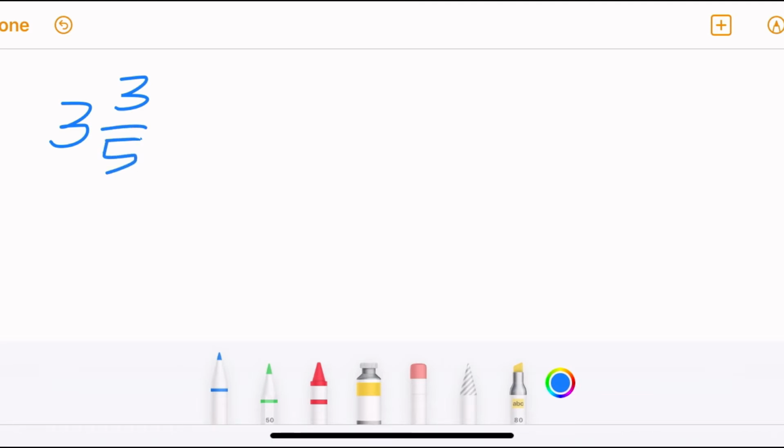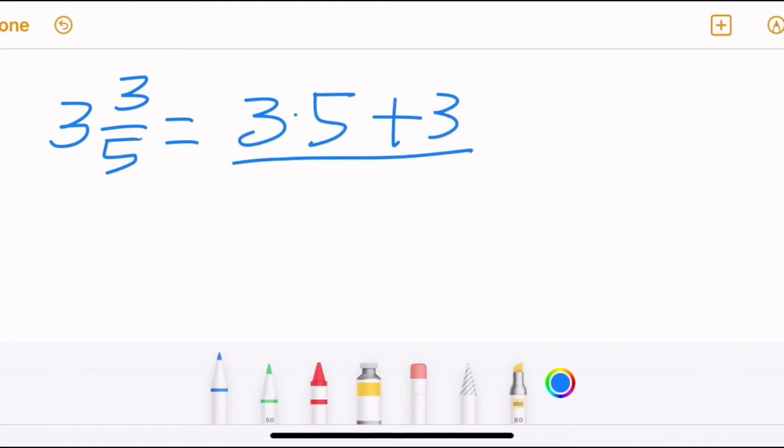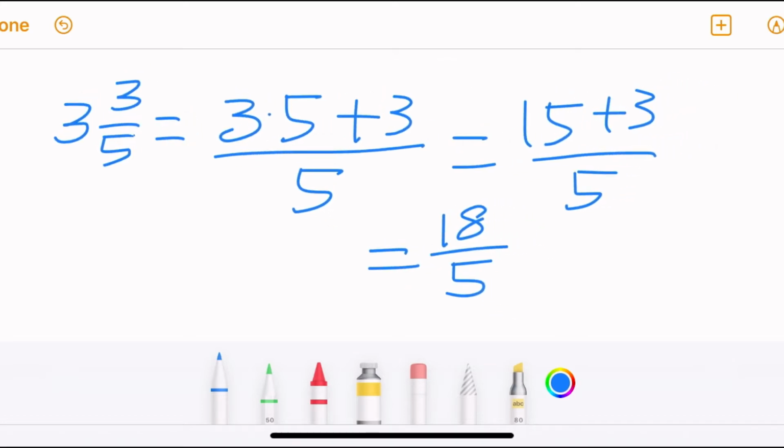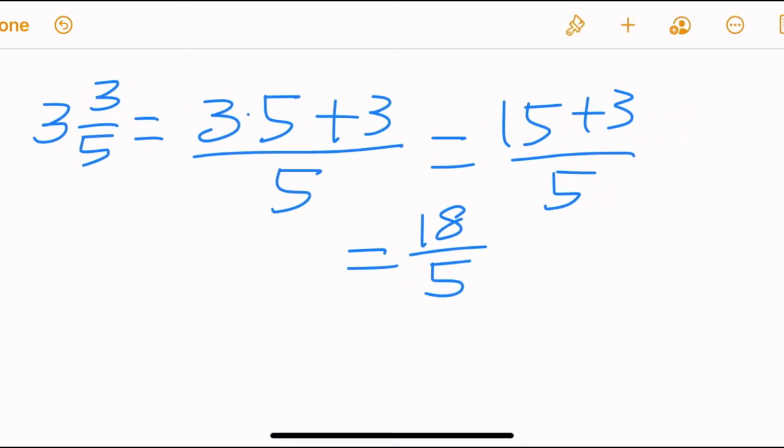Now, in order to convert it into an improper fraction, we're going to do 3 multiplied by 5 plus the 3. So it's this 3 multiplied by this 5 plus this 3 over here. 3 multiplied by 5 plus 3 over 5, and that is 15 plus 3 over 5. And we will get 18 over 5. Now 18 over 5 cannot be cancelled out any further, so that's our final answer, and we are done.